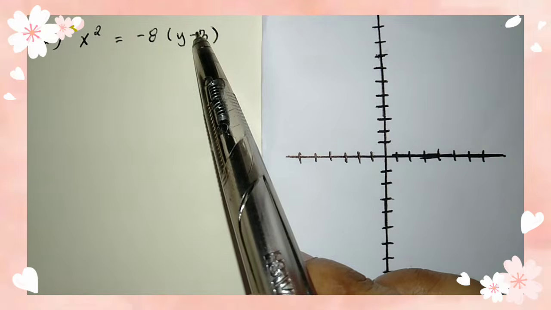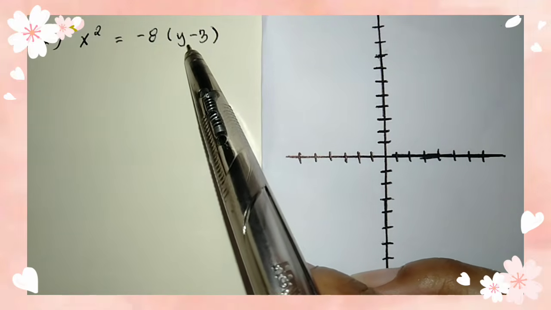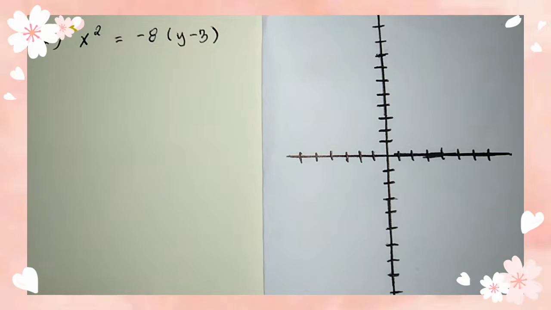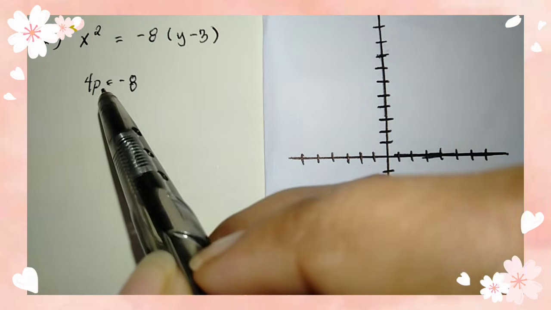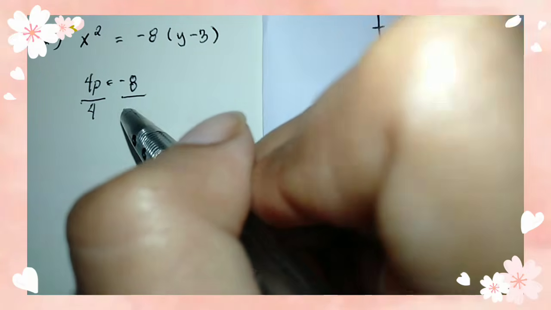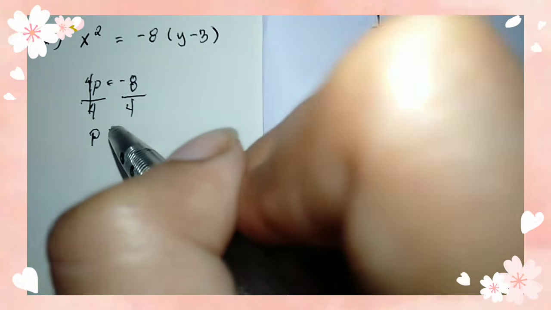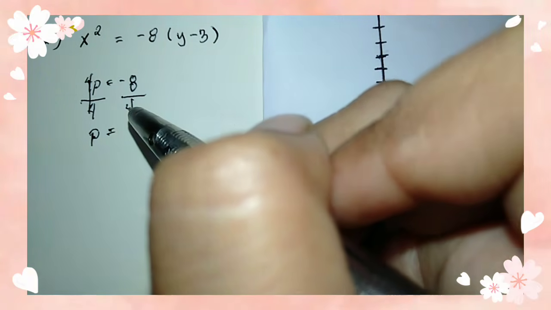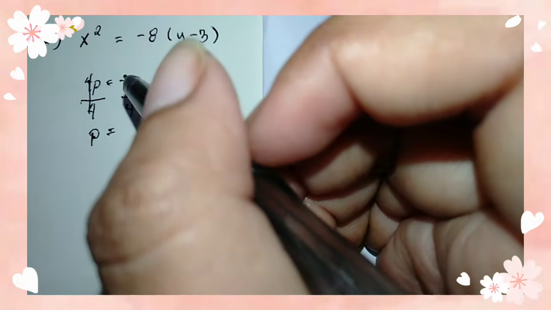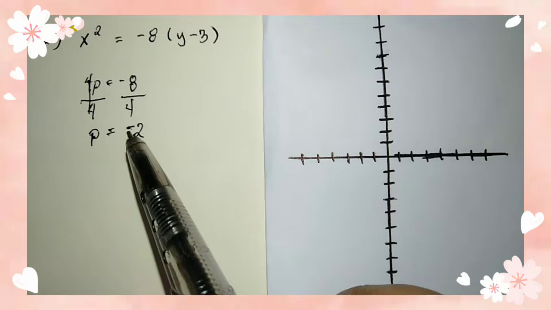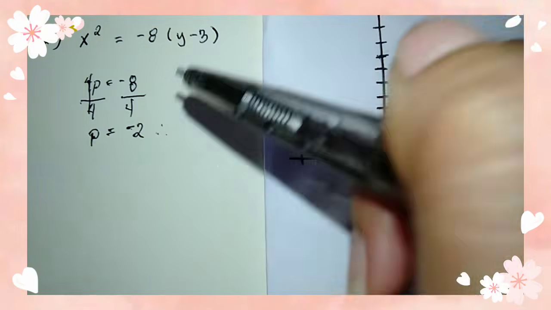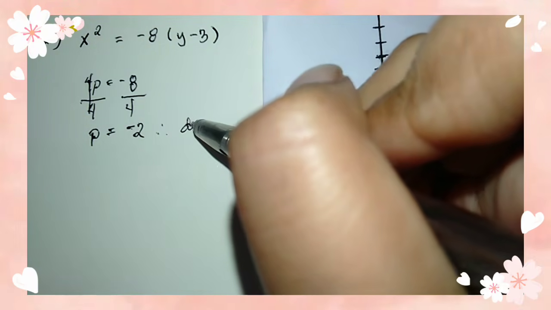Okay? And to enable us to know if it opens upward or downward, kailangan nating hanapin si P. Our 4P is negative 8. We're going to find P. So, divide both sides by 4 since kailangan nating i-eliminate si 4. Then, P is equal to negative 8 divided by 4 is equal to negative 2. Since our P is negative, therefore, our parabola opens downward.